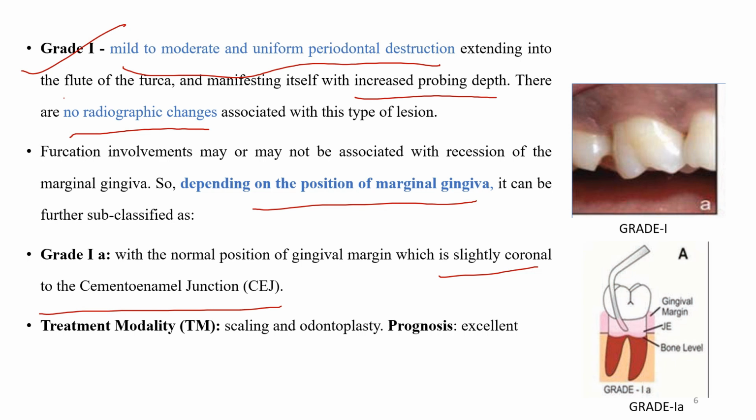Treatment modality they have given for such furcation involvement as C-scaling and odontoplasty. Prognosis will be excellent. Here you can see in the figure also that gingival margin is at the CJ or coronal to CJ, and bone level is also at the normal position. Only there will be slight furcation involvement.